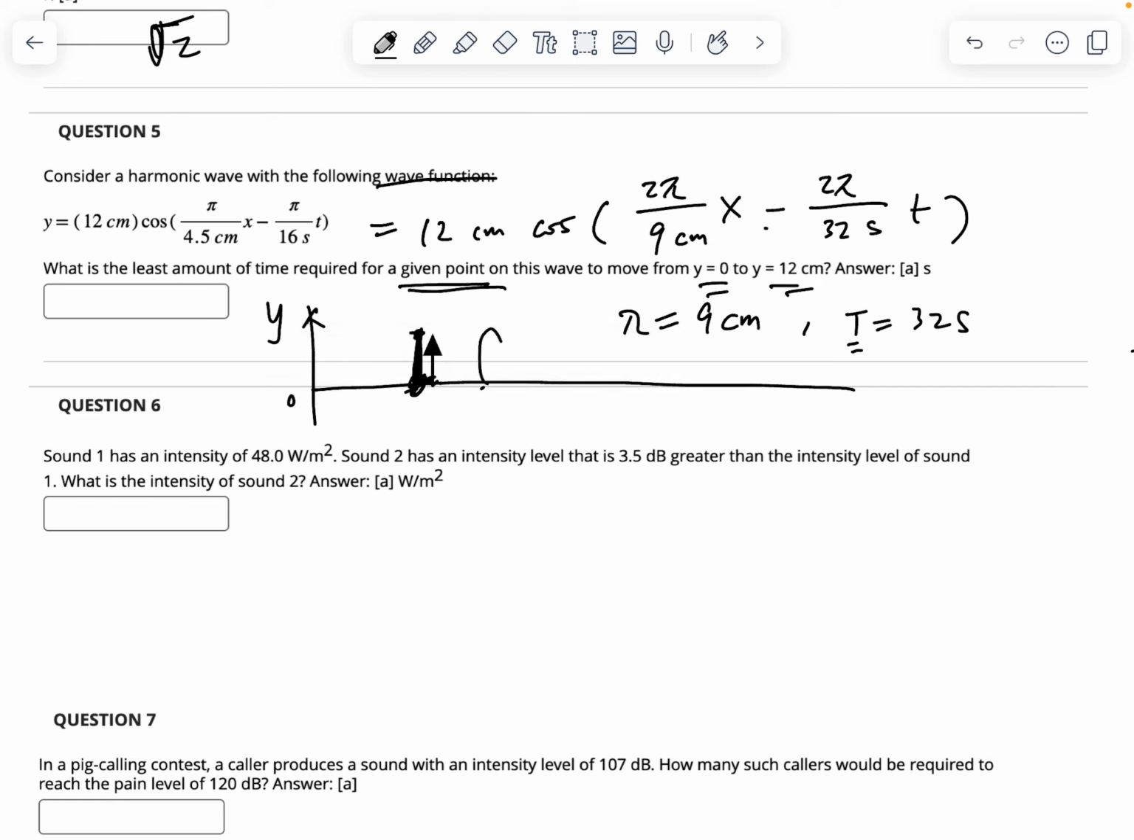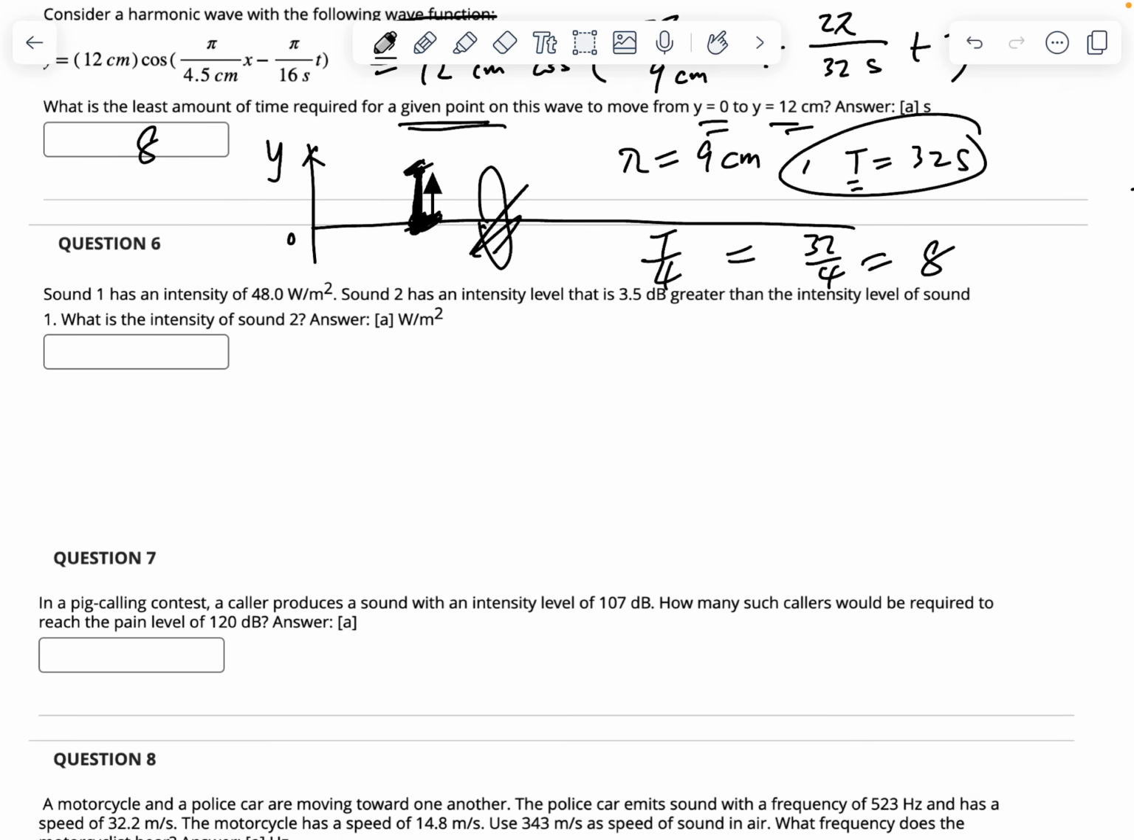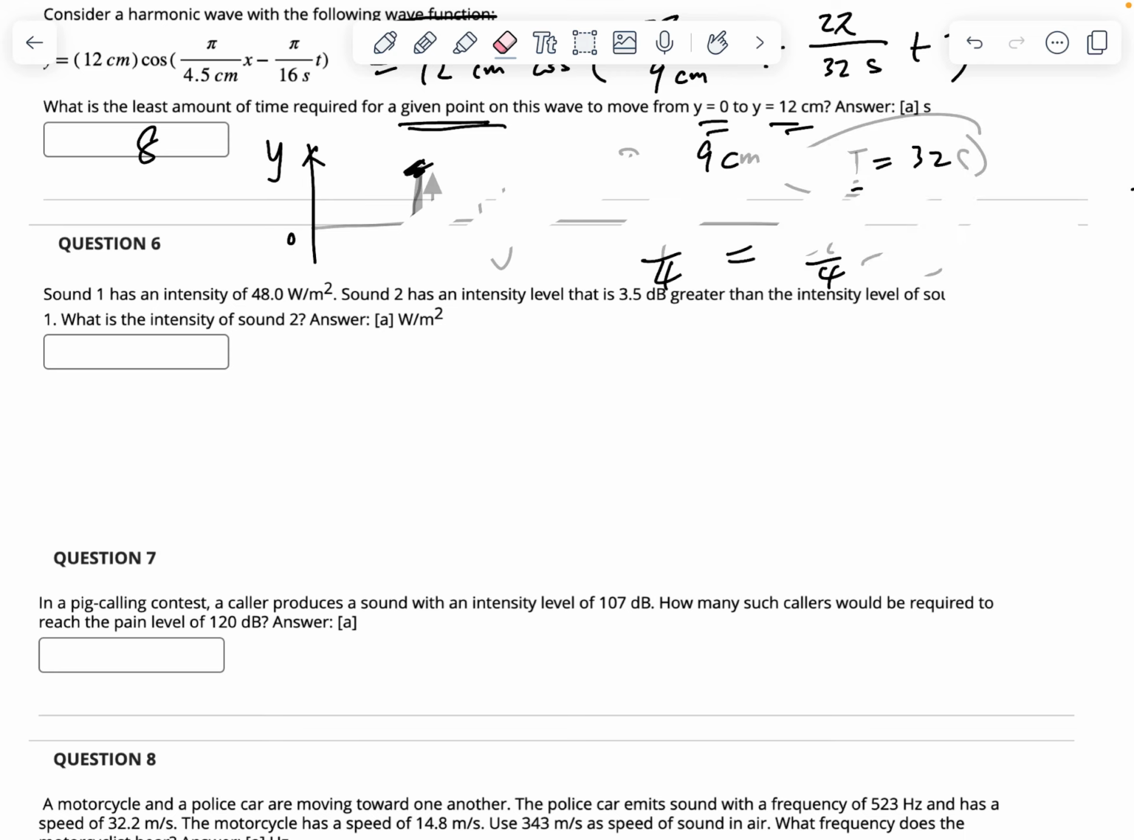This is one period. So move up, come to equilibrium, then move down, then come back. This is one period. So from here to here is 1/4 of the period. So minimum time is period over 4. You know period is 32 seconds, 32 over 4 equal to 8 seconds. That is the answer: 8 seconds, 1/4 of the period. Okay, so let's move to the next one.